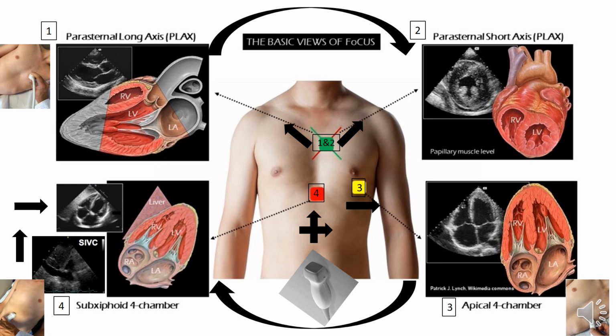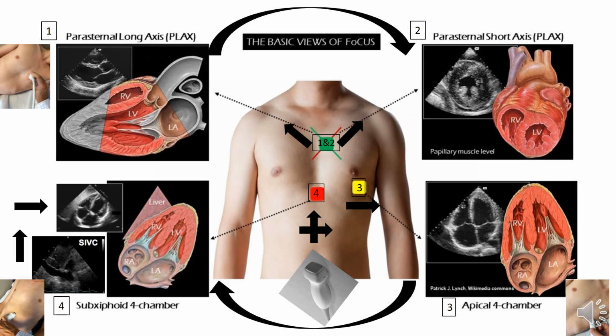Moving to the next stop at the apex, with the probe looking laterally, we get the apical four-chamber view, and finally at the subcostal position we get a view similar to the apical four, which is called the subcostal view, and anti-clockwise rotation toward 12 o'clock will give this view of the inferior vena cava.